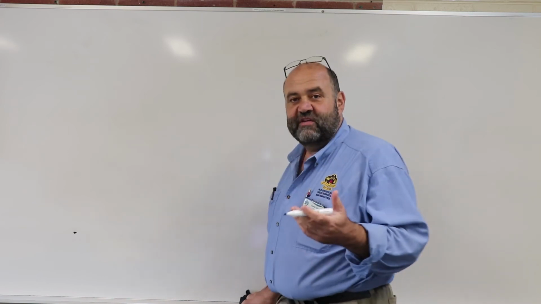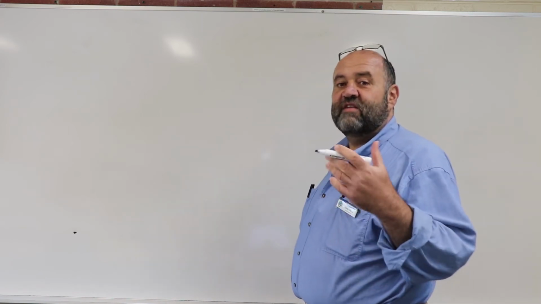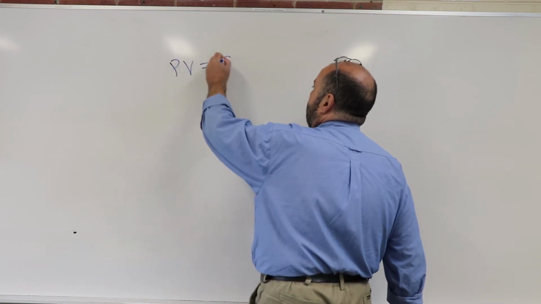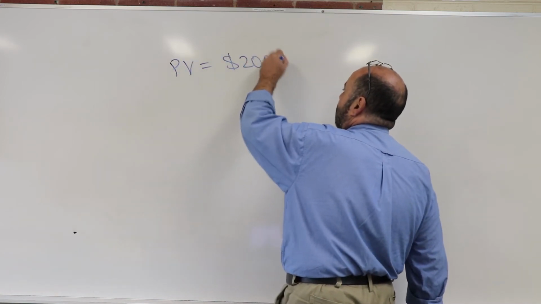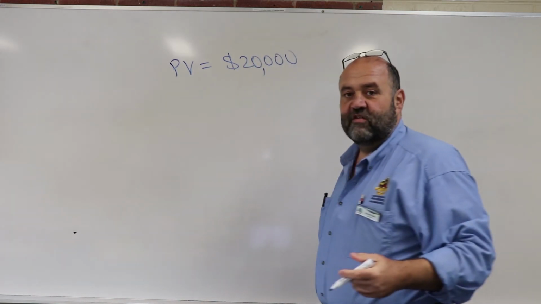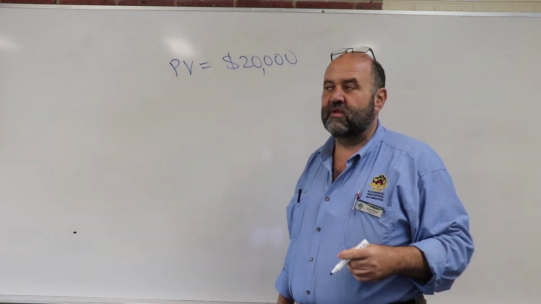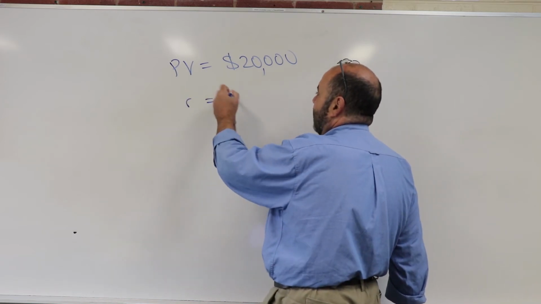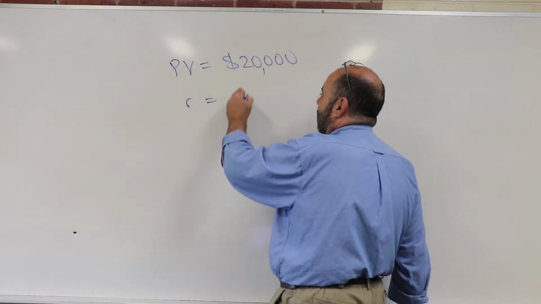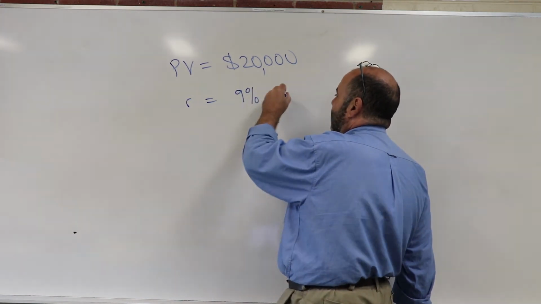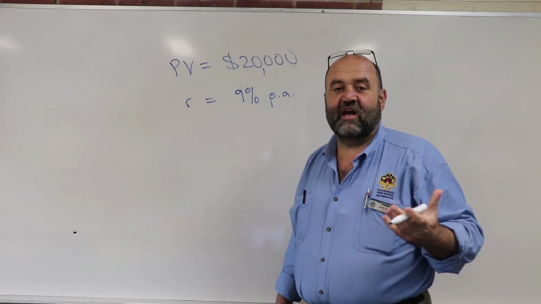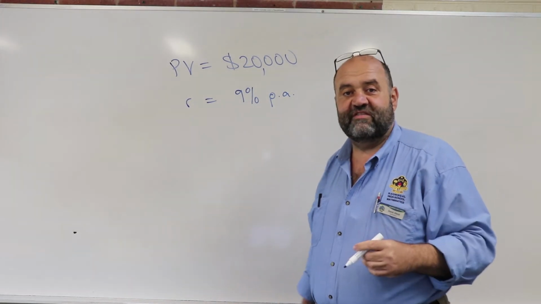So he buys the vintage car. In today's money, he pays $20,000 for the car. He gets a good deal. It appreciates at the rate of 9% per annum, and he owns the car. He hangs onto the car for 15 years.